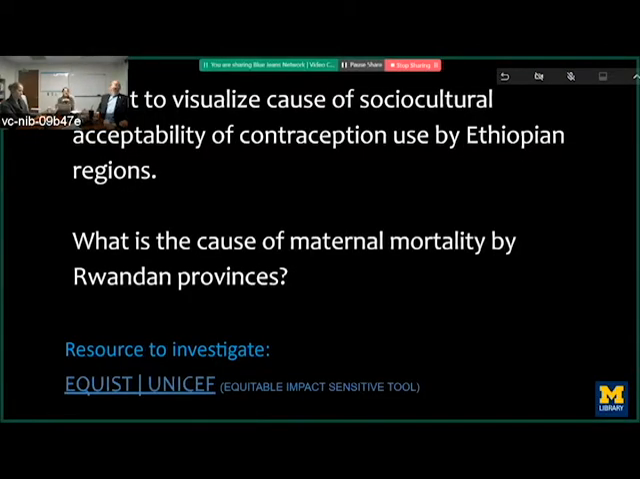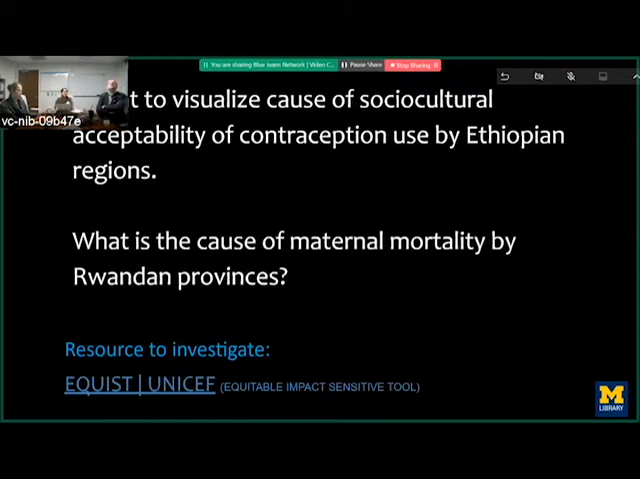So here's a new source that I've just started to investigate called EQUIST. EQUIST stands for Equitable Impact Sensitive Tool. And there's a lot we can do with this. I will tell you that I'm just starting to investigate it, so I have not fully seen what it can do. What I will tell you is the best way to really understand a data source is to go in with some time and just investigate, look at all the buttons and all the different tools and play with them. So I wanted to visualize cause of socio-cultural acceptability of contraception.